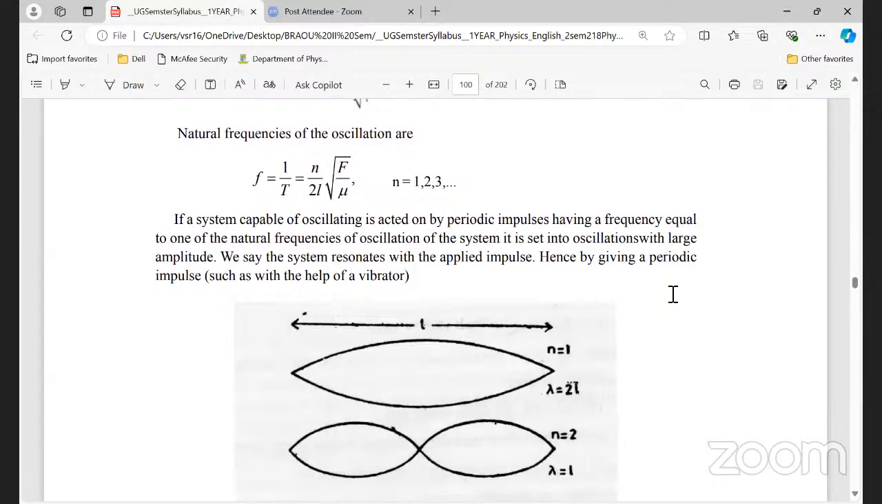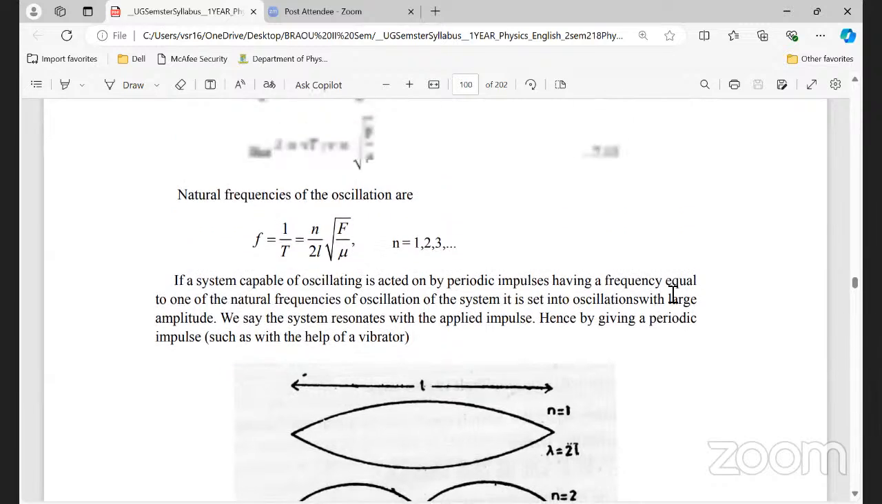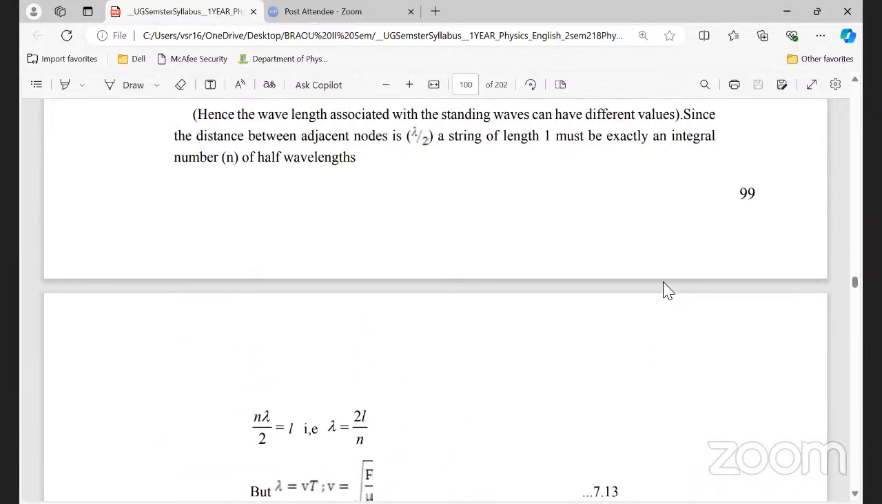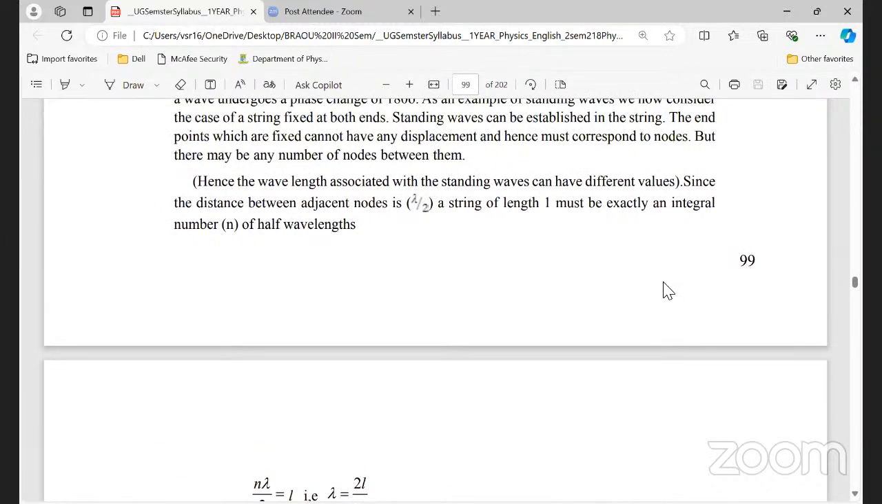Natural frequency of the oscillator, n lambda by 2 equals L, or lambda equals 2L by n. Some equations are directly written in the textbook, so it is better to do the practice so that you can easily identify that.